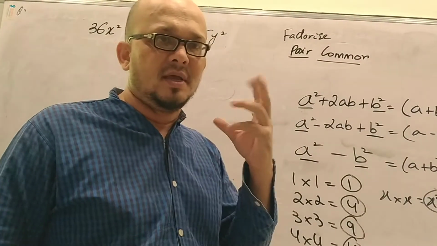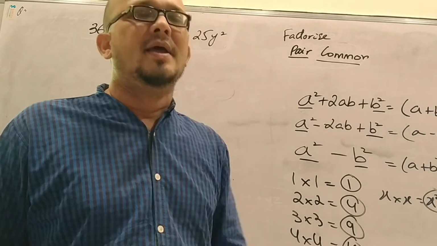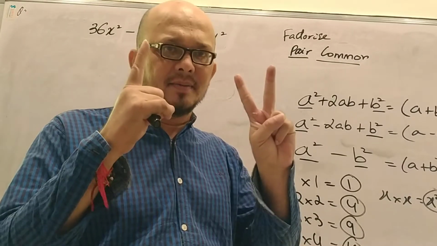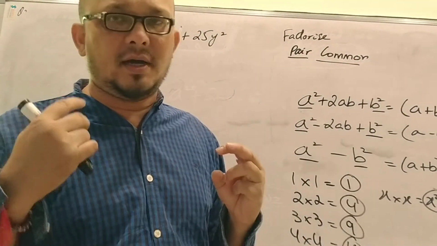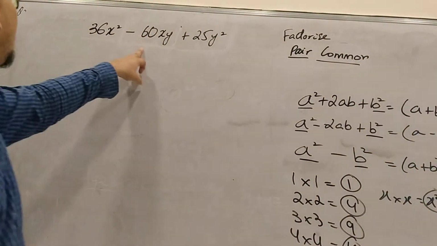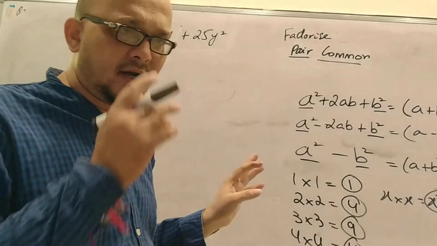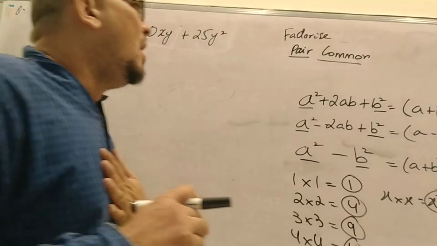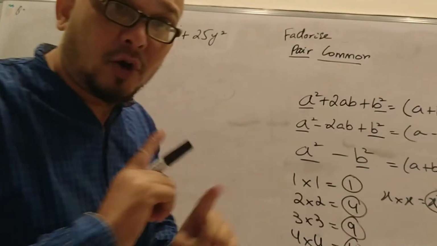We need 4 terms. If we have 4 terms, we will make 2 pairs. If we have 6 terms, we will make 3 pairs. If we have 8 terms, we make 4 pairs. So guys, how many terms here? 1, 2, 3. We don't have an even quantity of terms. It means pair common is not applying.